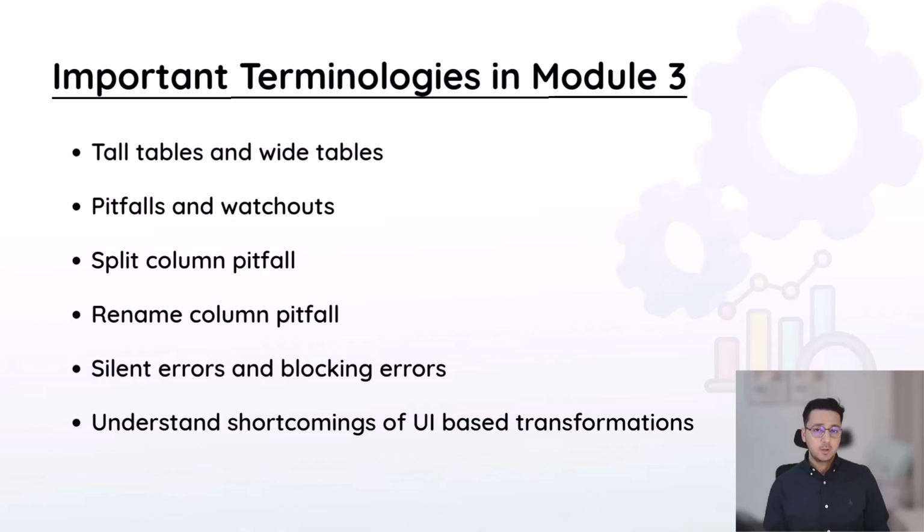We'll explore different types of pitfalls like split column pitfall and rename column pitfall, and we'll also learn about silent versus blocking errors. These terms are important because I'll be referring to them repeatedly in later modules, so building a clear understanding at this stage will make everything that follows much easier to grasp.